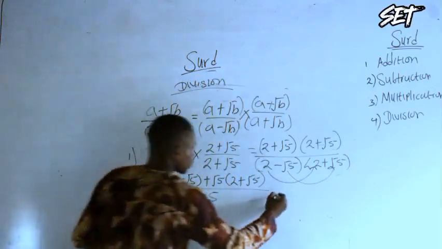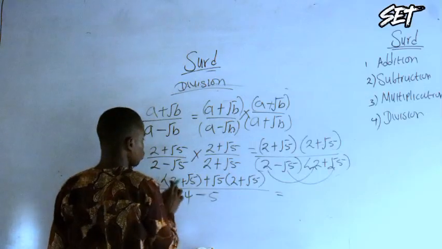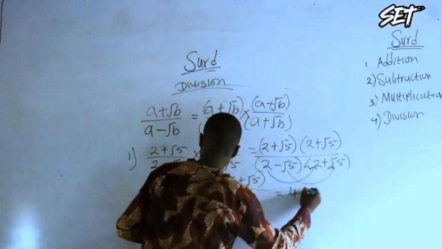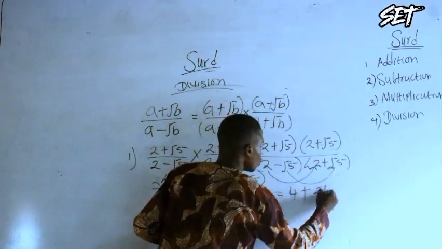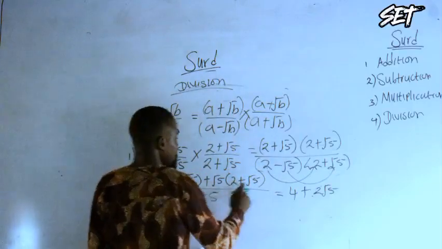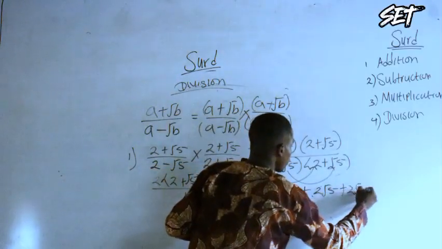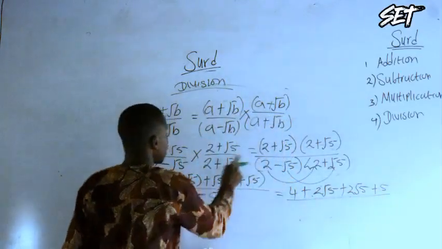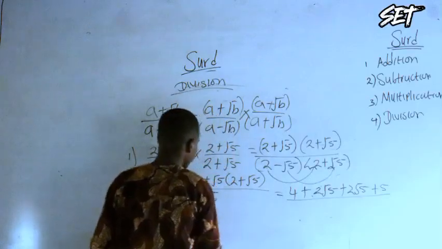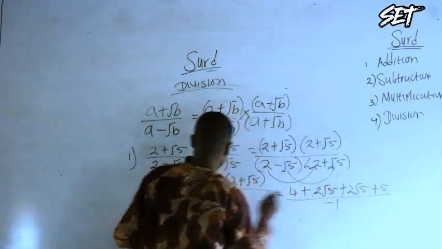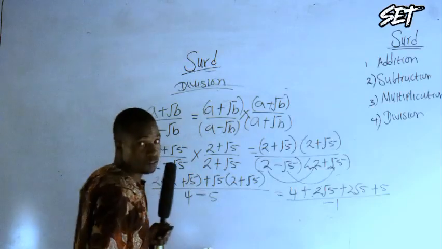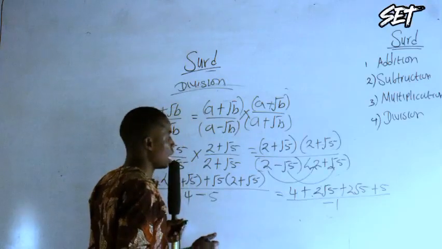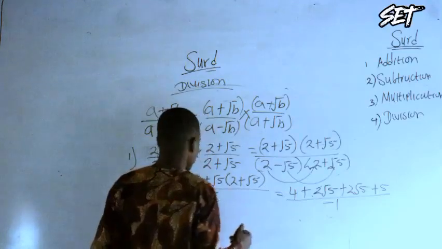When you are doing it, 2 times 2 is what? 4. And 2 times root 5 is what? Plus 2 root 5. And this one and this is what? Plus 2 root 5. This one is 5. All over, root 5 times root 5 is what? 5. And this one will be minus 1. If you don't get it, you can go to our previous one when we were doing addition and subtraction.